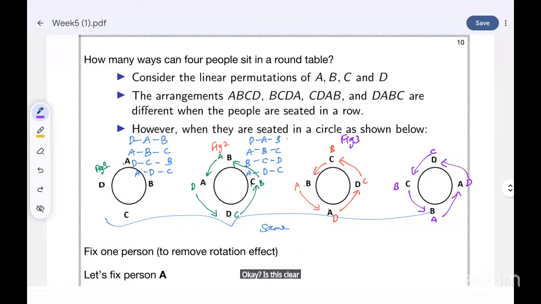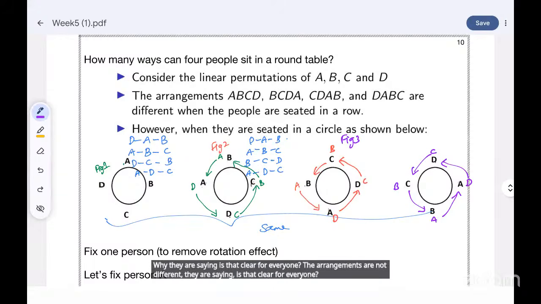What has happened? Why are they the same? Is that clear for everyone? The arrangements are not different. They are the same. Is that clear for everyone? Yes, sir. Okay.